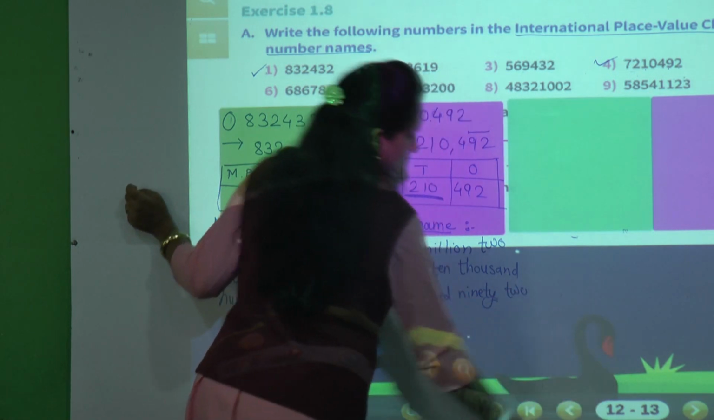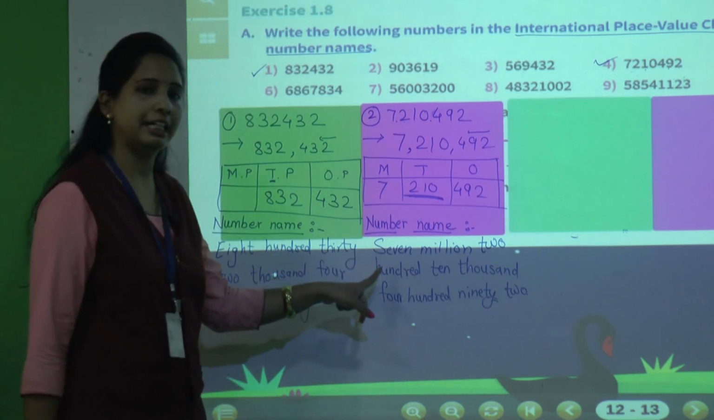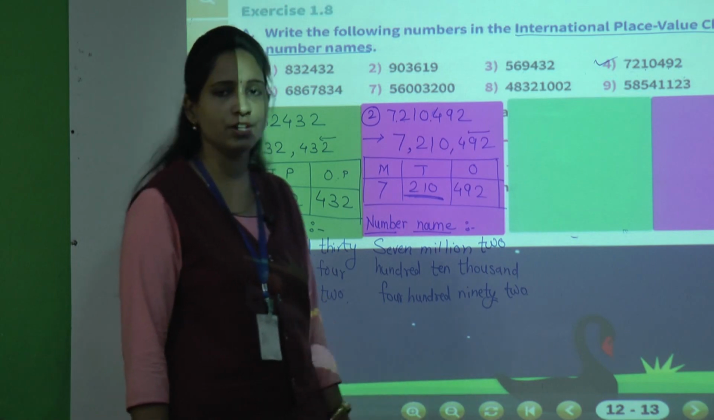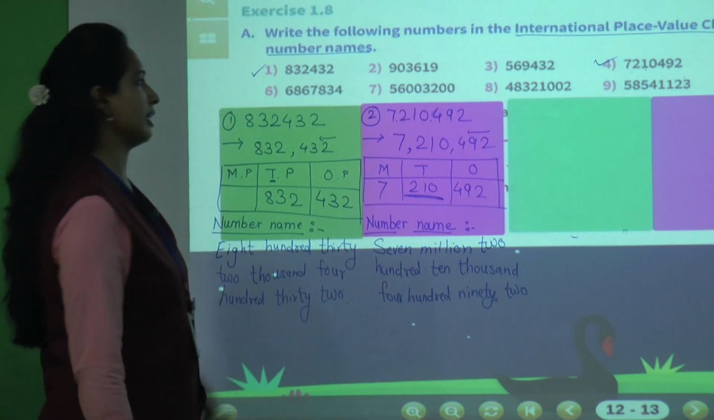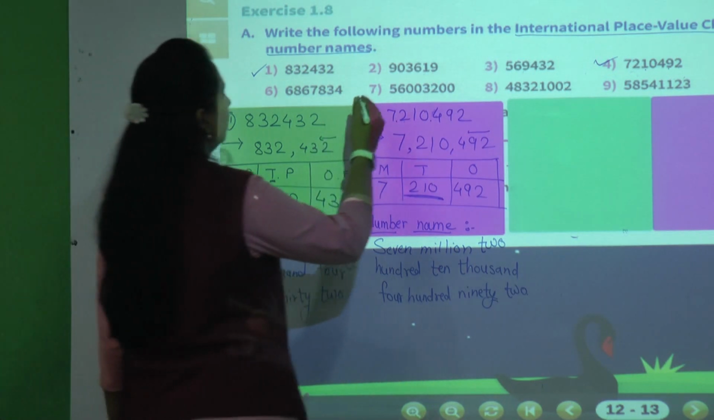492. Is it clear? Full stop. First letter only start. First word starts with a capital. First letter, remaining all you have to write in small letters only. Okay? Is it clear? Very easy. I'll solve 2 more sums again for you, so you will understand easily.